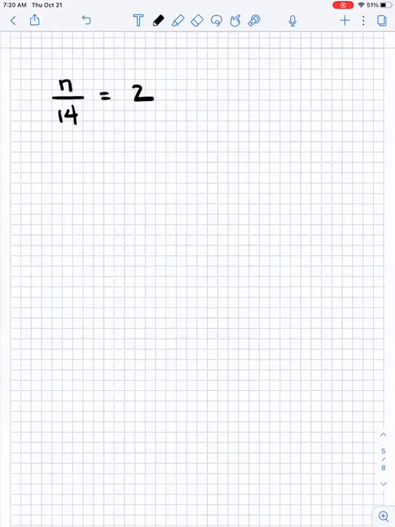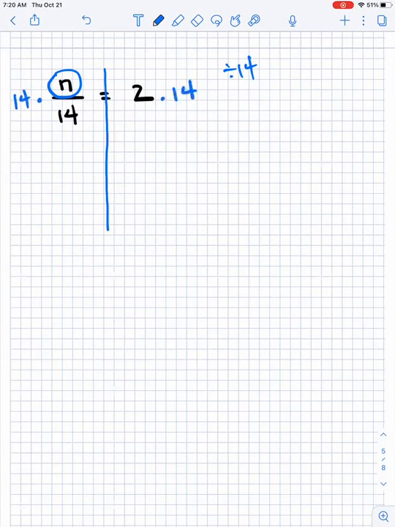Now I have a division problem. I'm still going to follow the same steps. I make a line at the equal sign, circle the variable, identify what's happening to the variable. So the variable is getting a divide by 14. The opposite of divide by 14 is multiply by 14. So I multiply both sides of this equation by 14.